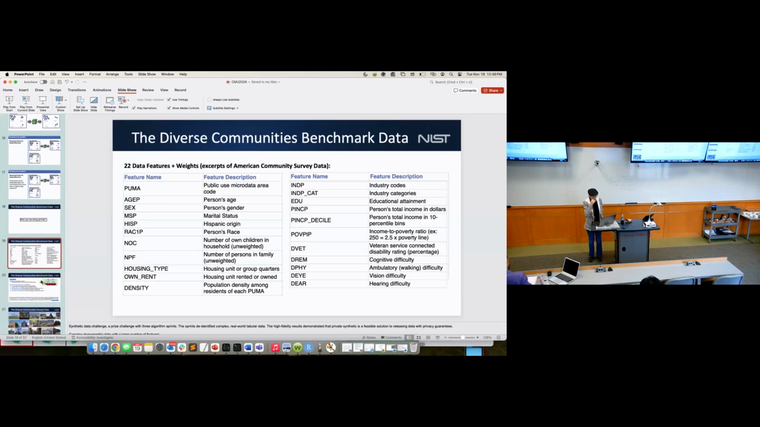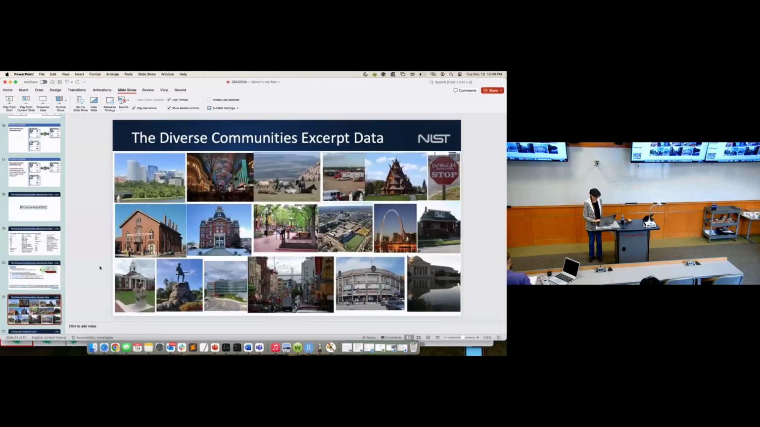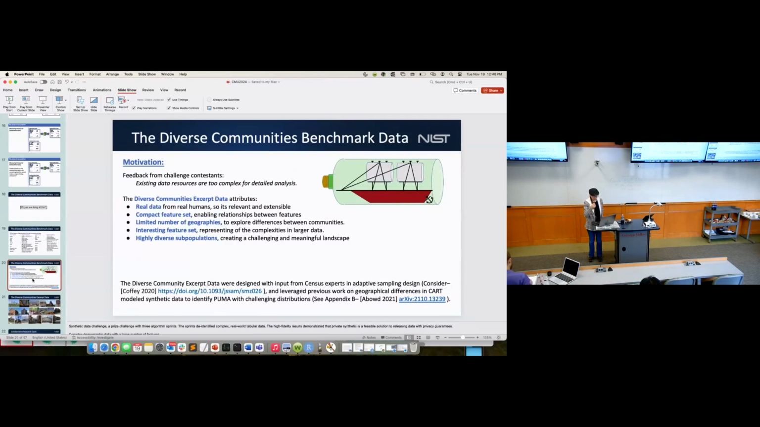So here are some features, right? You've got income, education, we have race and ethnicity, we have housing type, which includes, are you in the dorms or jails, or do you have a house, number of people in your family, number of children, Hispanic origin, physical disabilities. So lots of interesting analyses can be done here on the economic impact, education, vulnerable populations, and so on. It has these traits that we look for. They're real data from real humans.